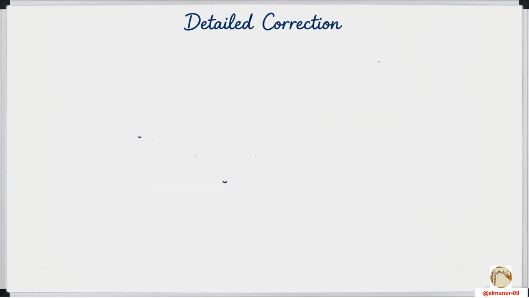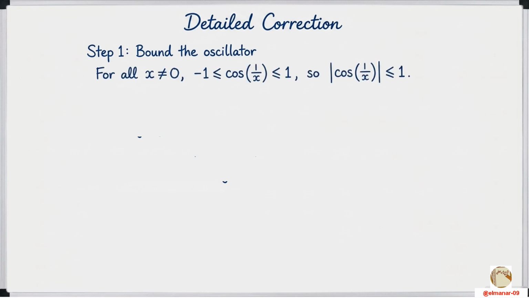Here is the detailed correction for the Try It Yourself challenge. Step 1, we bound the oscillator. For all x not equal to 0, -1 is less than or equal to cosine of 1 over x is less than or equal to 1, which means absolute value of cosine of 1 over x is less than or equal to 1. Step 2, transform by multiplying by absolute value of x.